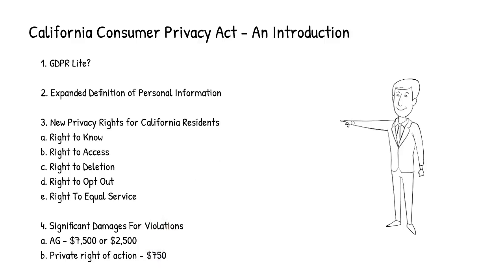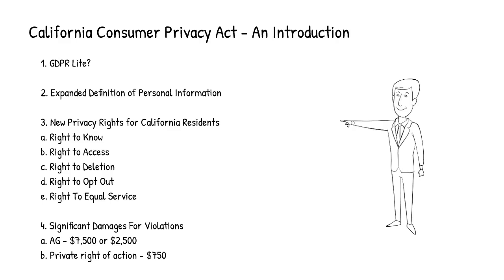The AG can bring actions for damage claims of up to $7,500 if it feels or wants to assert that the violation was intentional or willful on your part as a company. If it's just a situation involving negligence, that drops to $2,500. Whatever the AG recovers, 20% of that goes to a fund that is used to fund further actions. And so this is a self-funding act, if you will, and that's usually not a great idea.